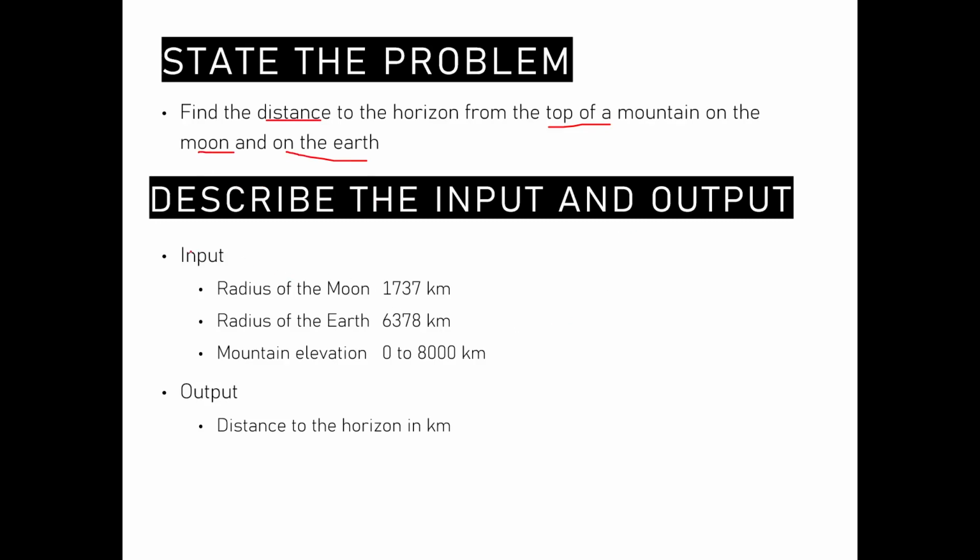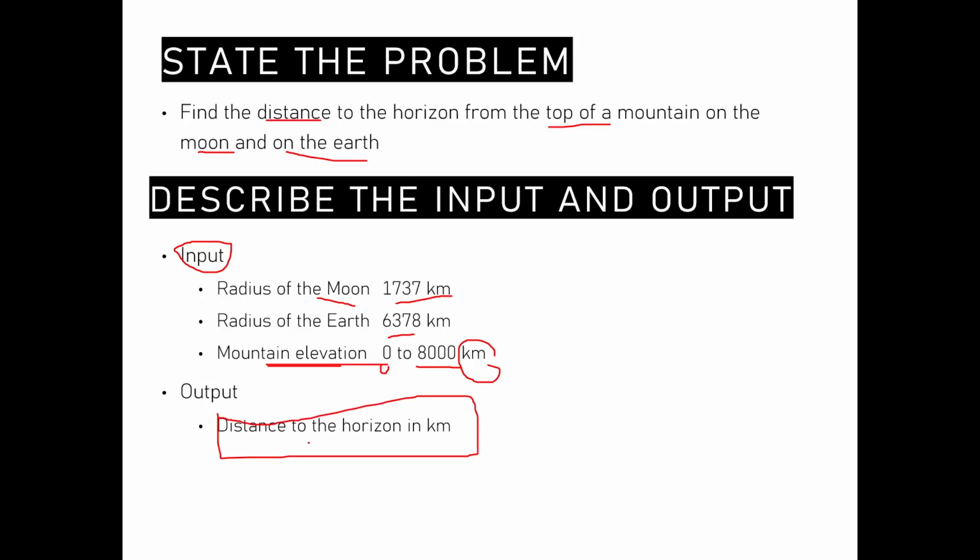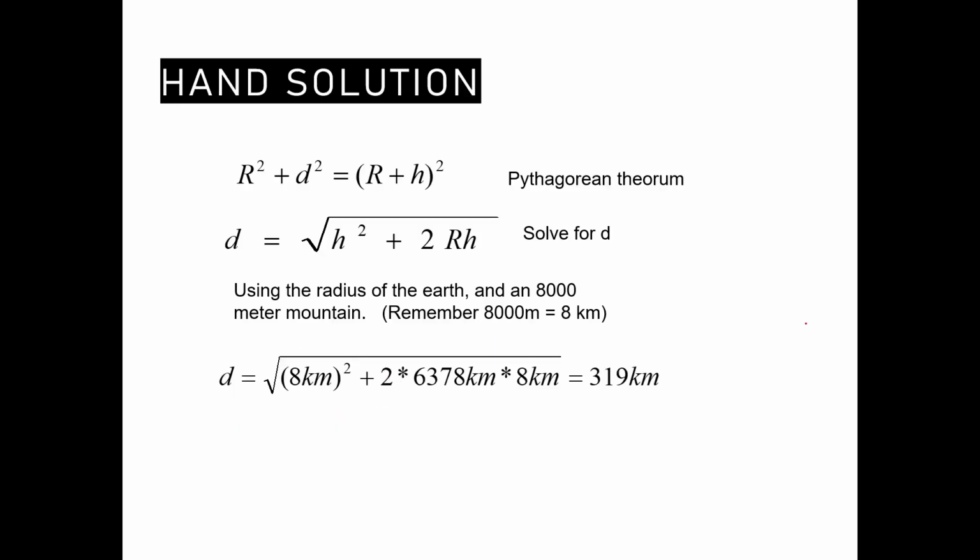The input, okay, these are all the inputs that you have. So I have actually simplified it for you. So this is the information that you have, which is first radius of the moon, 1737 kilometer. Radius of the earth is 6378 kilometer, and the elevation of the mountain, okay, from 0 until 8000 meter. Output is what is the unknown that we want to know, which is the distance to the horizon in kilometer. So first, do not strictly jump into MATLAB and type your command.